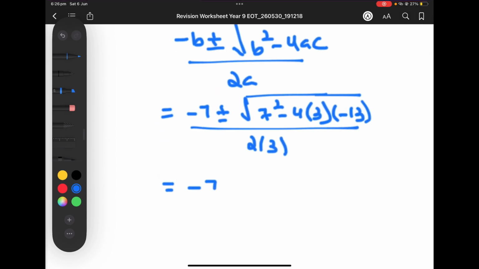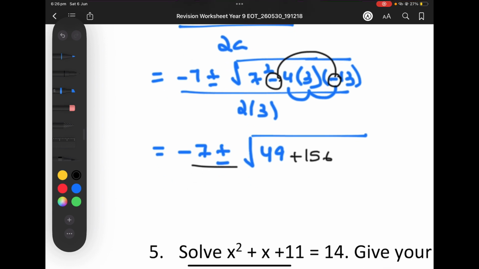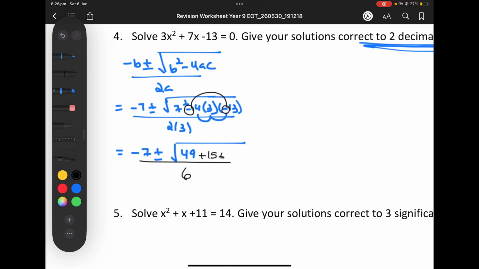Then it becomes minus 7 plus or minus root of 7 square, which is 49. And then if I multiply all of this in the calculator, 4 times 3 times 13, I get 156. This is going to be a positive 156. And how is that so? Because this minus and this minus, when they multiply, it becomes plus 156. Then over 6 is what I have. Then I'll start simplifying it.